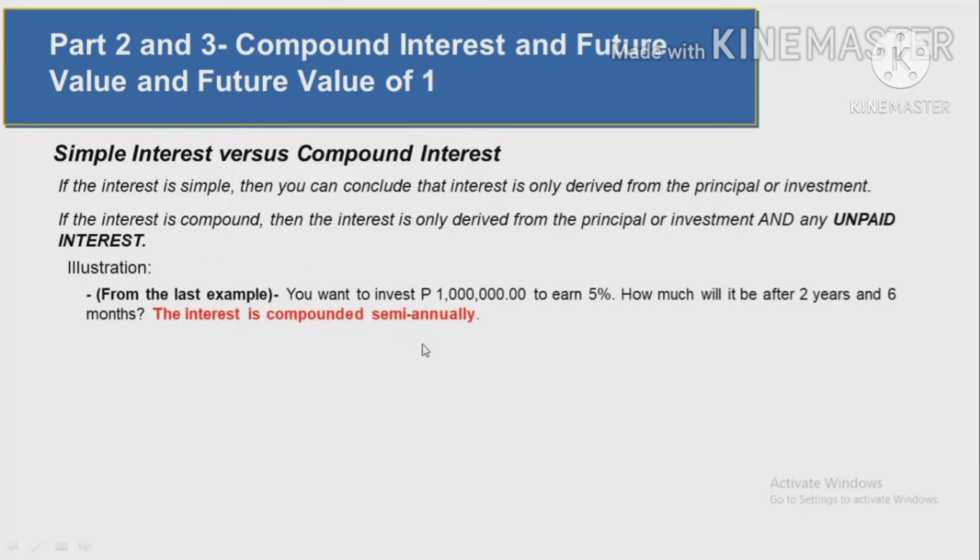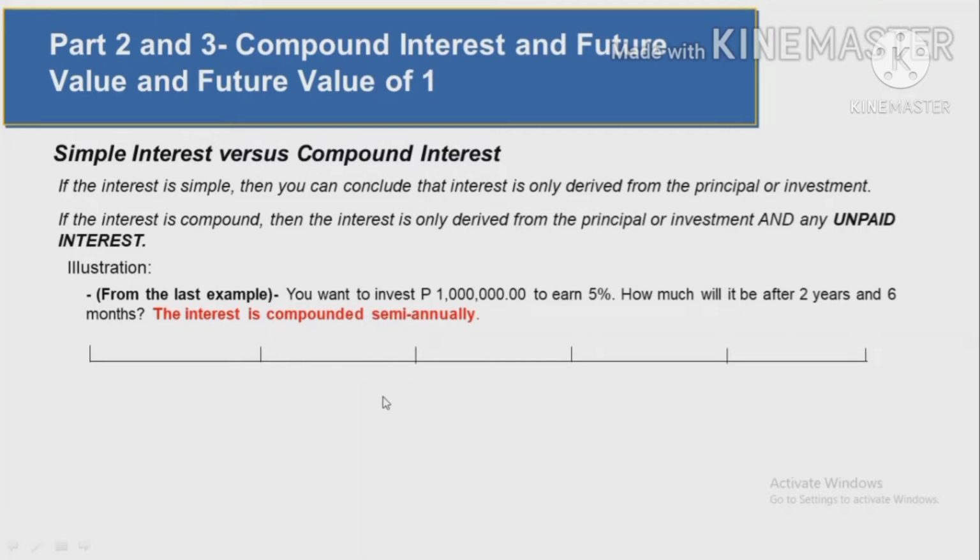This illustration is coming from the previous example where you want to invest 1 million at a rate of 5%. The question is the same, which is how much will be your investment after 2 years and 6 months. However, there is a red colored text here which states that the interest is compounded semi-annually, which basically means the charging of interest is every 6 months. So applying the concept of compounding, we have a timeline for 5 periods. Why are we considering 5 periods, sir? It is because of this compounding mentioned in the problem.